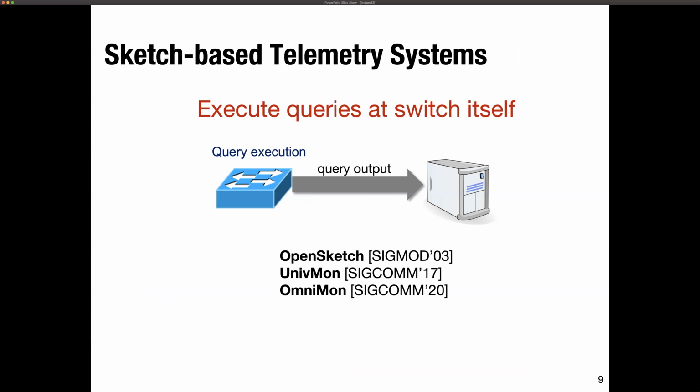So now we will focus specifically on one type of network telemetry system called sketch-based telemetry systems, right? And as we discussed, the key idea here is that most of the query execution happens in the data plane targets, and the output of the query is sent to this user space server, right? And we will be focusing on these three papers, especially the first two, OpenSketch and Universal Monitoring, right? OpenSketch was a SIGCOMM 2013 paper, and Universal Monitoring was a SIGCOMM 2017 paper.